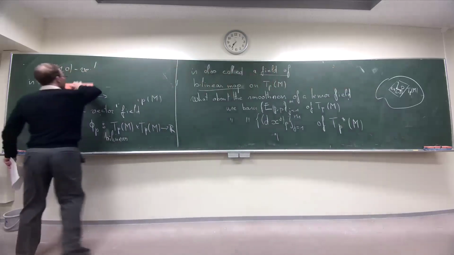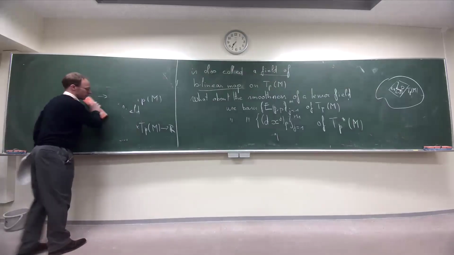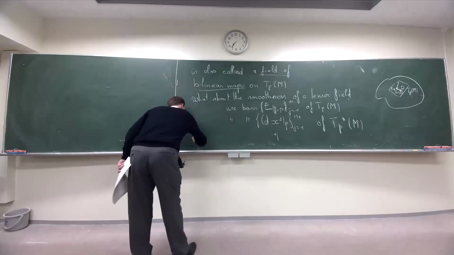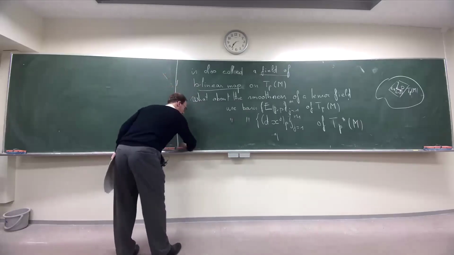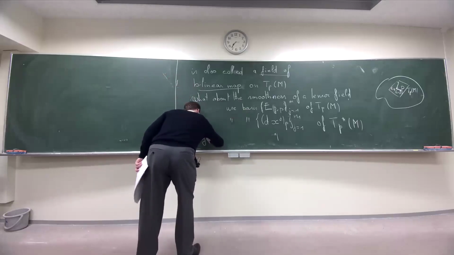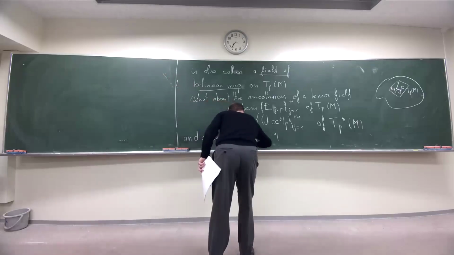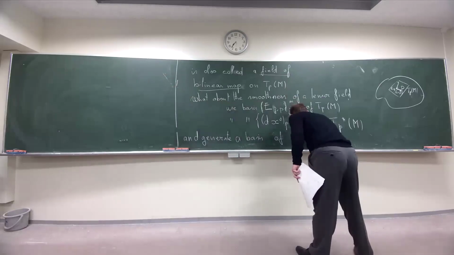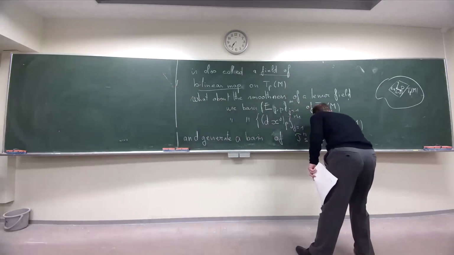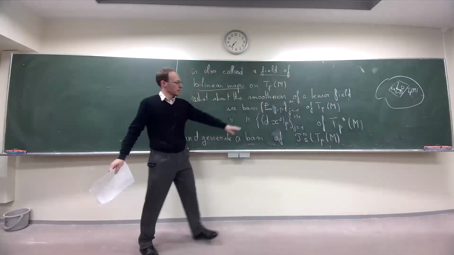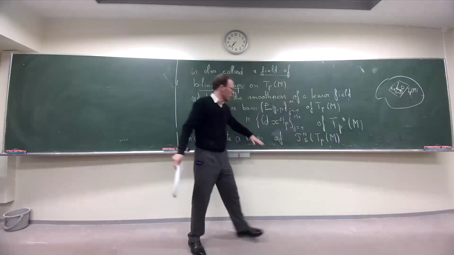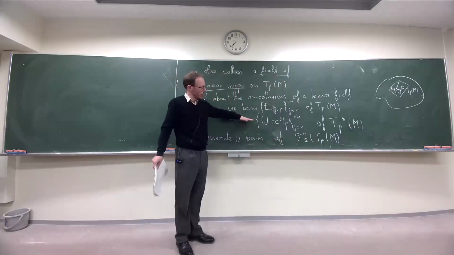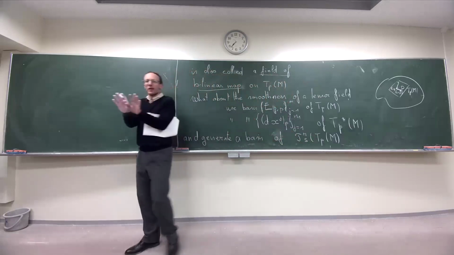And there is a second one, and they are equivalent. Oh, in fact, I don't have to write everything. Use these two bases and generate a basis of the tensor space T^r_s of T_P of M. Look, there are r copies of T_P M, and we have a basis for each of them. There are s copies of T_P M star. We have a basis. So we can create a basis for this big space.